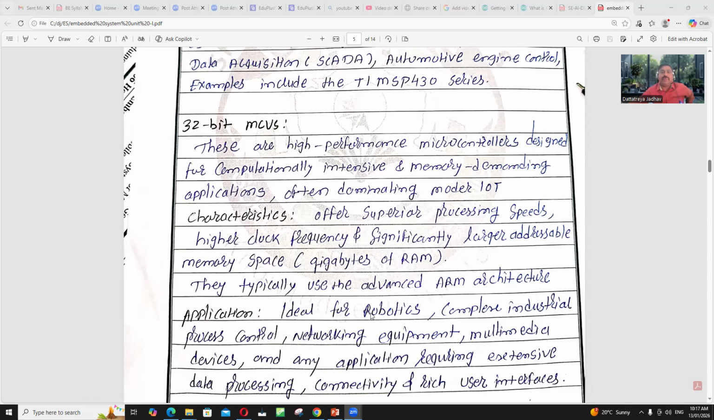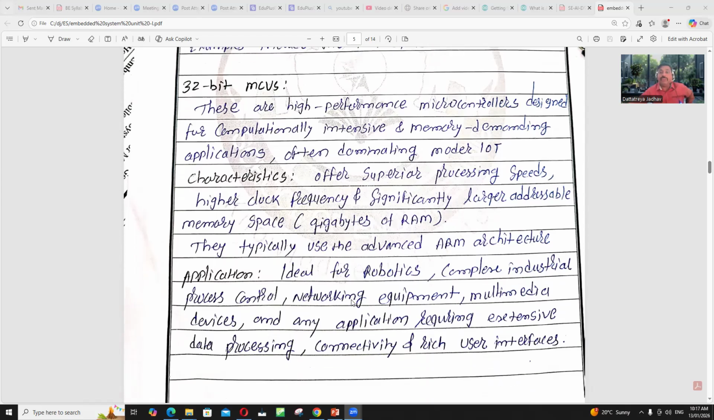What are the characteristics of that? It offers superior processing speed, a higher clock frequency, and a significantly larger addressable memory space. So the space is more, in the form of gigabytes of RAM. They typically use advanced ARM architecture.